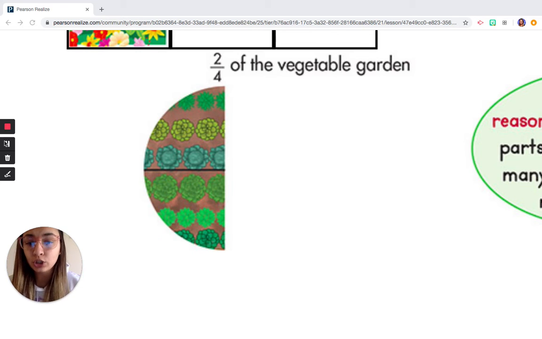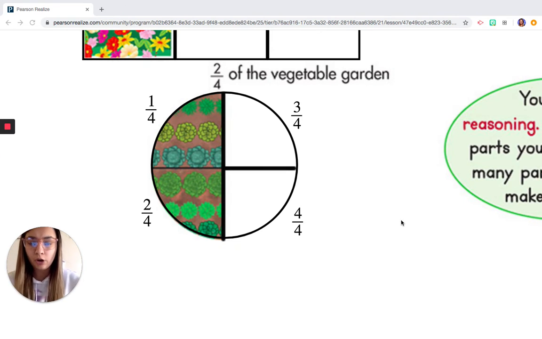So now we are going to do the same thing with the vegetable garden because that's what the directions want us to do. So what I'm going to do is look at my denominator, or my bottom number, and the denominator of this vegetable garden is 4. So I know that my whole is going to be 4. So since I have 2 already here, I know that I'm going to have to draw 2 more. So let me do that for you. Alrighty, so here we go.